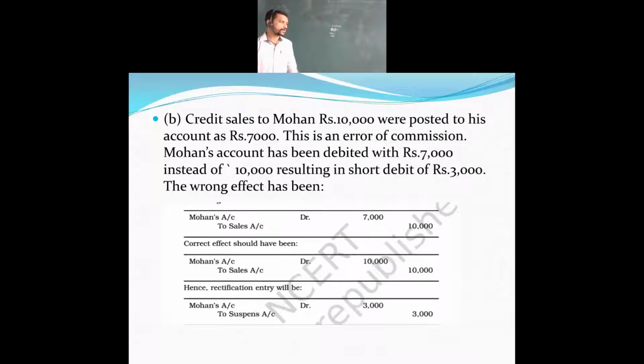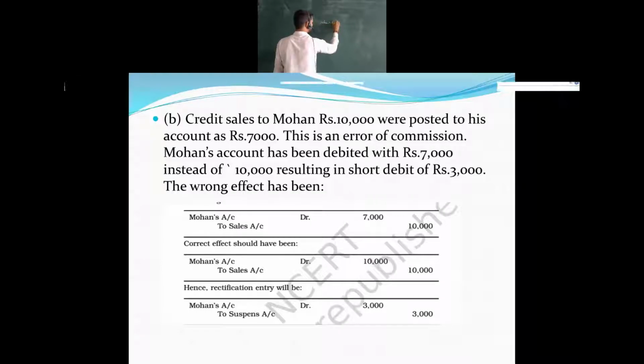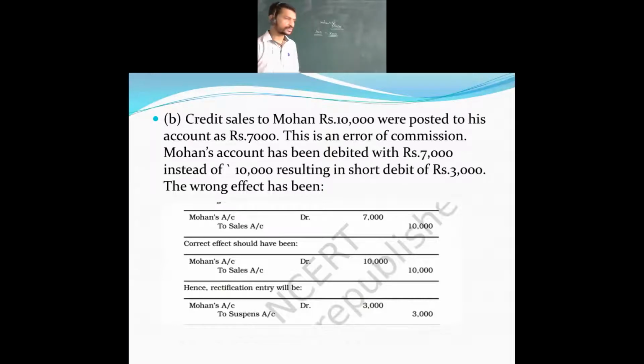Credit sales to Mohan of rupees 10,000 were posted in his account as 7,000. Now this is the error. See, they have made sales of how much rupees? In Mohan's account it has to be 10,000. But how much have they posted here? 7,000. There is a shortage of 3,000 rupees. So this is an error of commission.